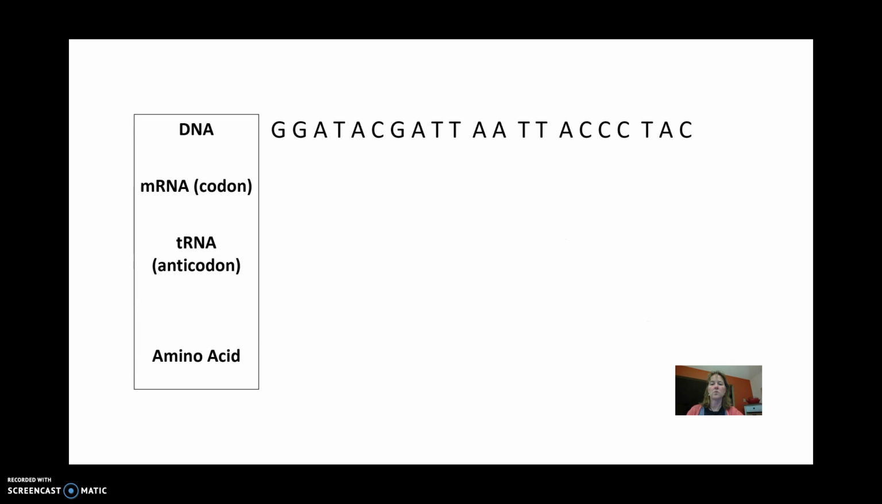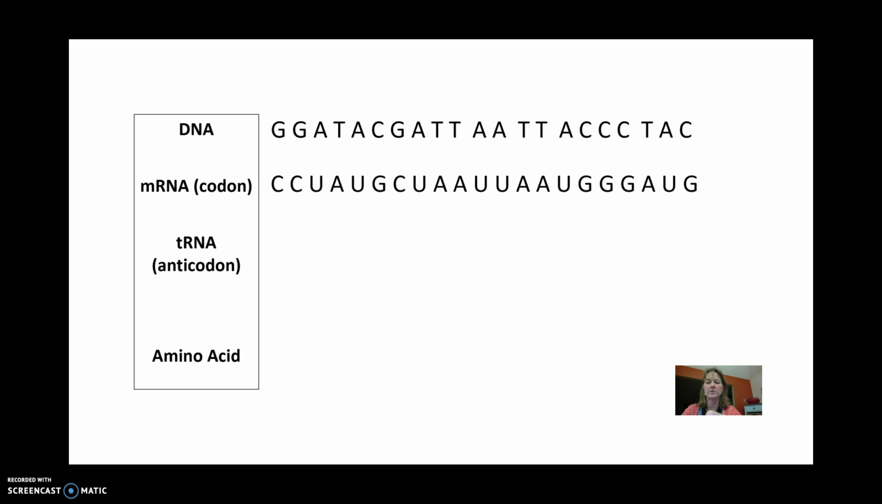We're going to continue to work on this idea. We have DNA, and remember that DNA goes into the messenger RNA. So the G is going to go down to the C. G codes with C. With messenger RNA, or RNA in general, there is no T, and so what we see is that it changes to the U.